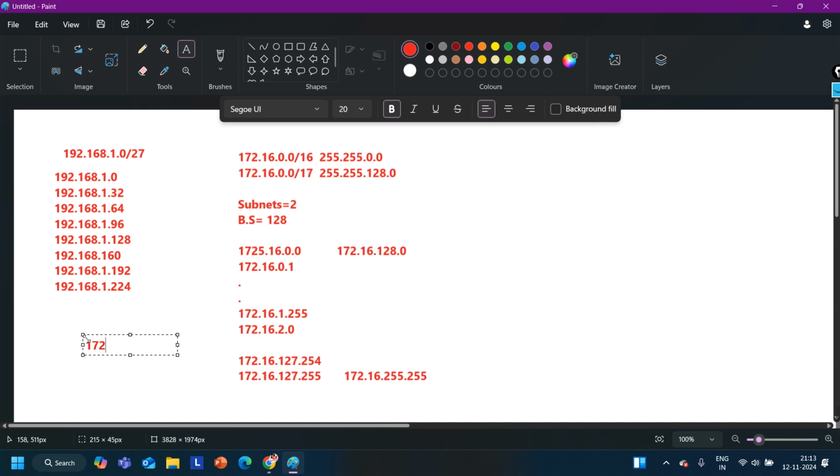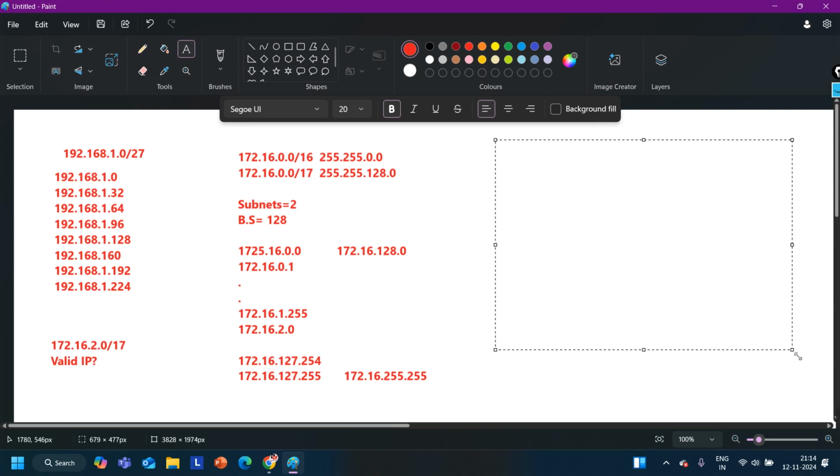This is also one question of the exam: 172.16.2.0/17. Is it a network ID or a valid IP address? They can ask you if it is a valid IP, and most people say it is a network ID. No, guys, this is a valid IP address. Yes, we can configure this IP address on a router interface or on a host. In the same way, you can do subnetting for other CIDR values as well.